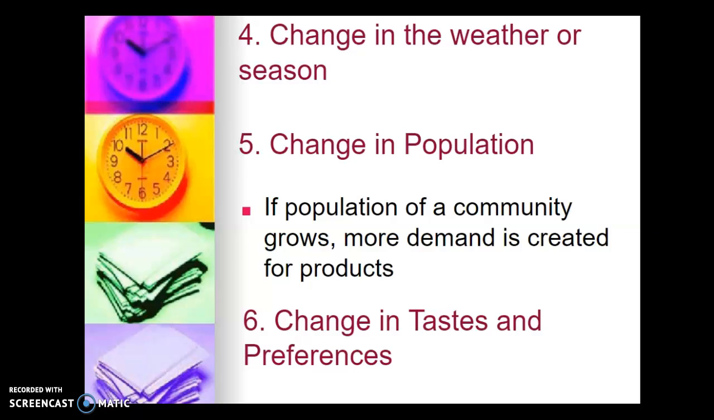A change in the weather or season. Again, the demand for swimsuits right now might be very low because we're in the middle of winter, versus the time in June and July. The opposite is going to happen in June or July. The demand for winter coats might be very low because you don't need them. You're not thinking about it. So a change in weather or season is going to affect that as well.